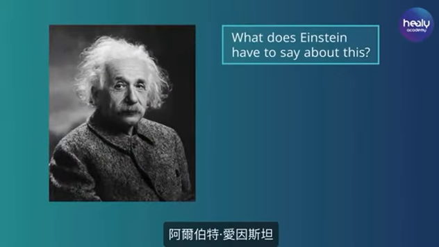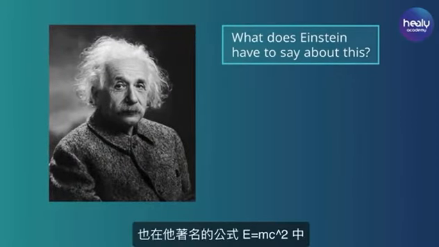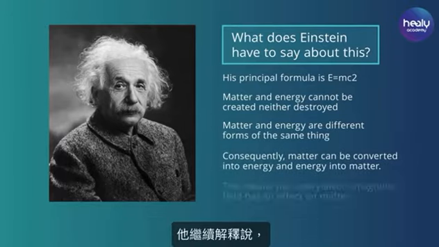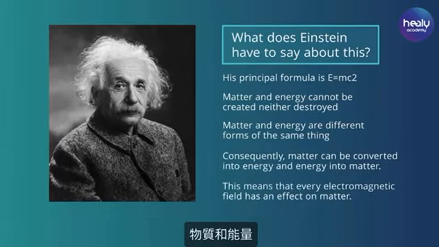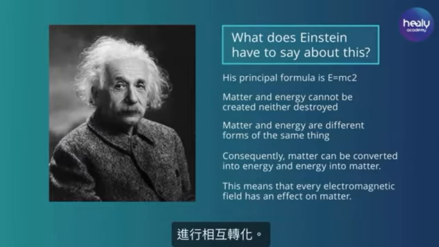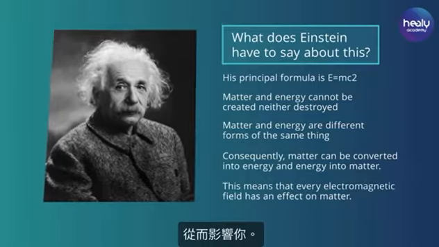Albert Einstein also described this relationship between matter, the speed of light, and energy in his famous formula, E equals mc squared. He goes on to explain that matter and energy can never be destroyed or created, but represent different forms or states of the same thing that can be transformed into each other. Consequently, electromagnetic fields also have an influence on matter and thus on you.